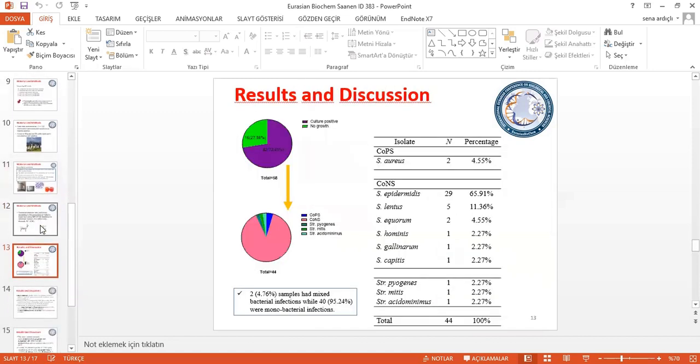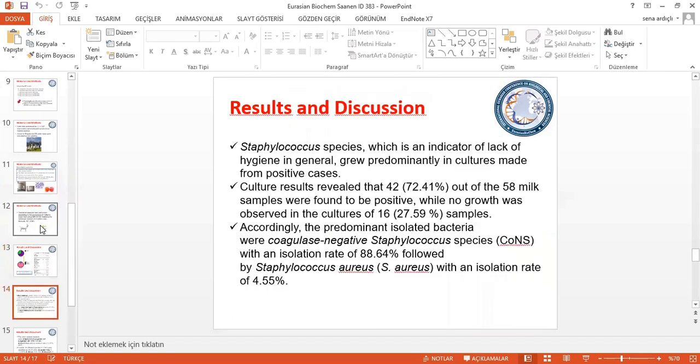Results revealed that 2 samples had mixed bacterial infections, while 40 were monobacterial infections. Staphylococcus species, which is an indicator of lack of hygiene in general, grew predominantly in cultures made from positive cases. Culture results revealed that 42 out of 58 milk samples were found to be positive, while no growth was observed in the cultures of 16 samples.